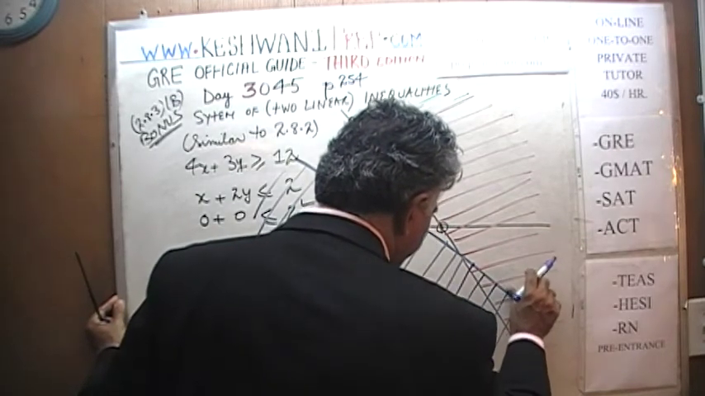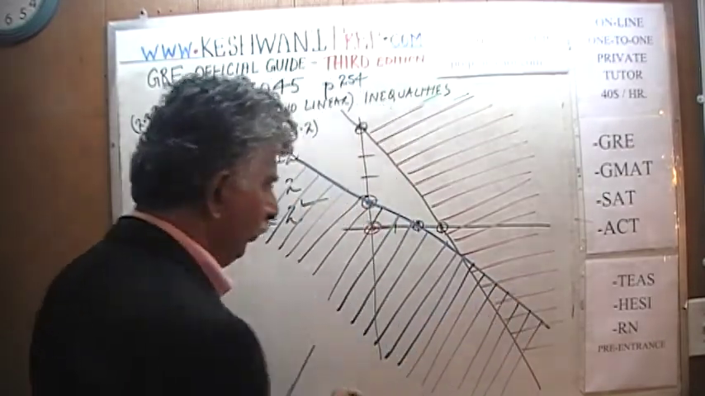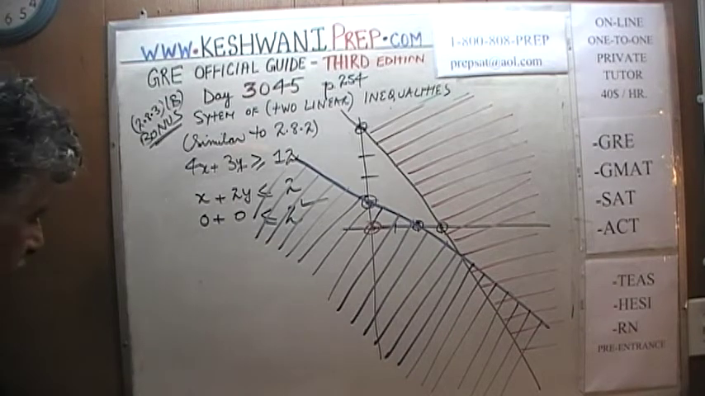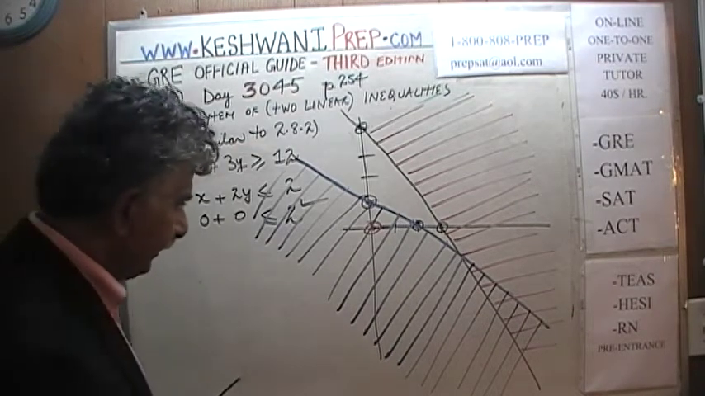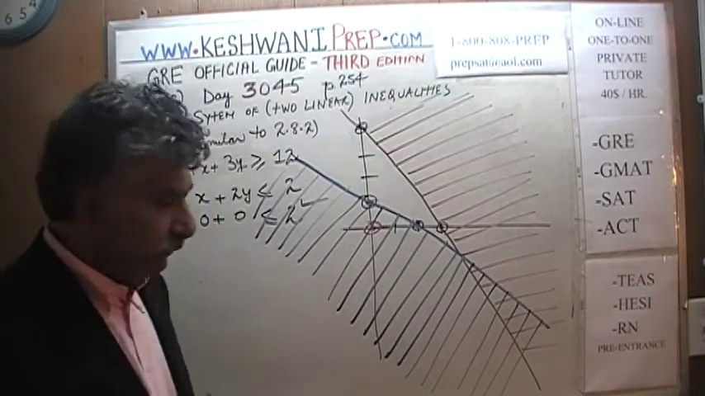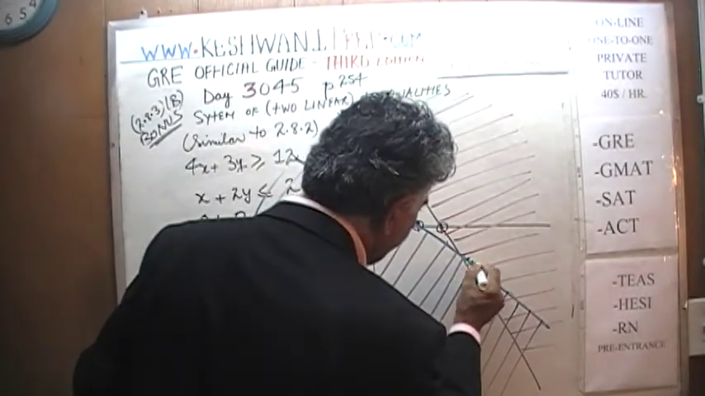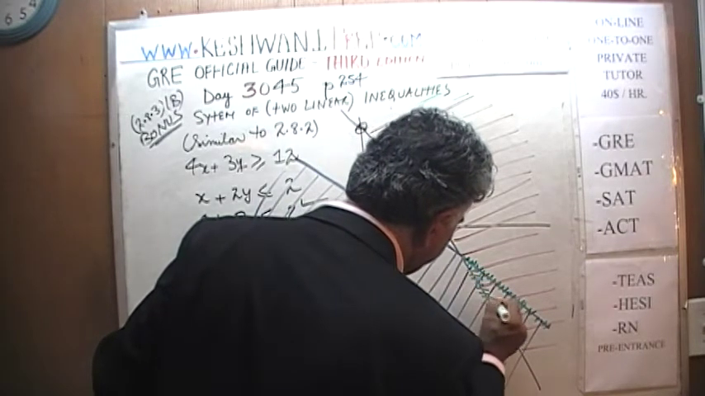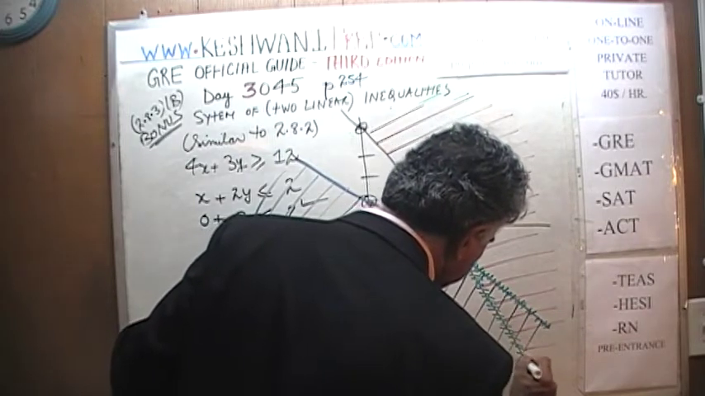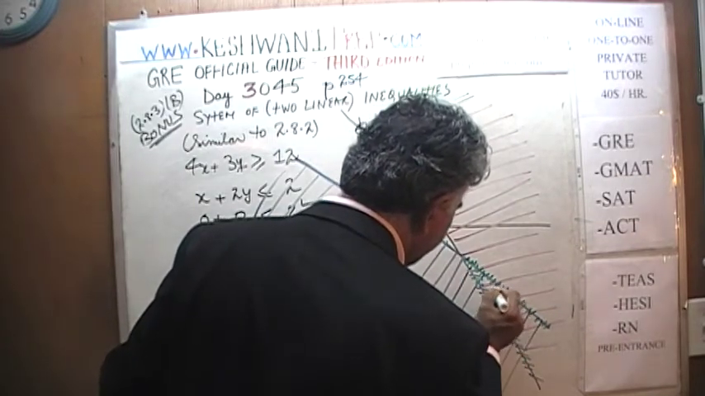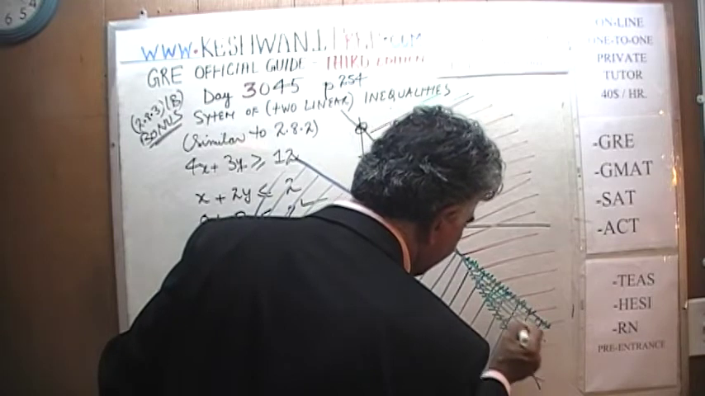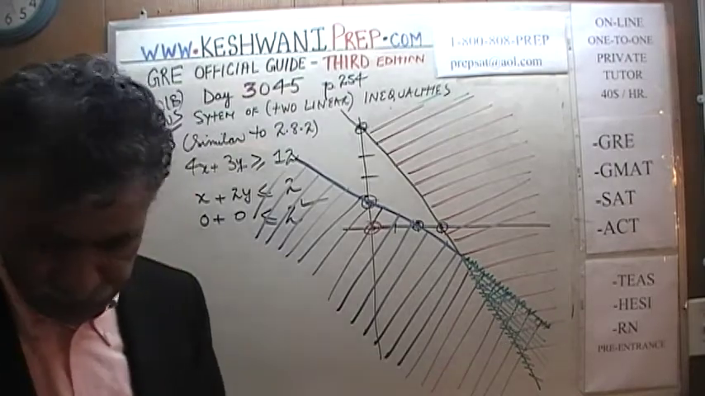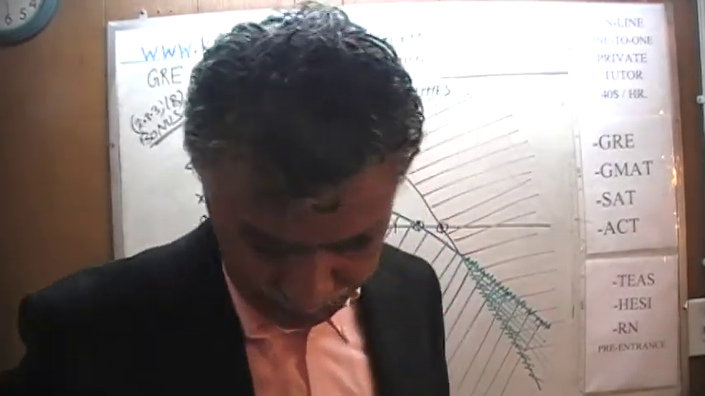So where is the solution set? Solution set is always where the two overlap. And where do the two overlap here? The two of them overlap in this region right here. Let me see if I can put a green color. The two of them overlap in this region right here, from here and here. Anything that lies in here is part of our solution set. That is our solution region for this problem, that tiny bit right there.